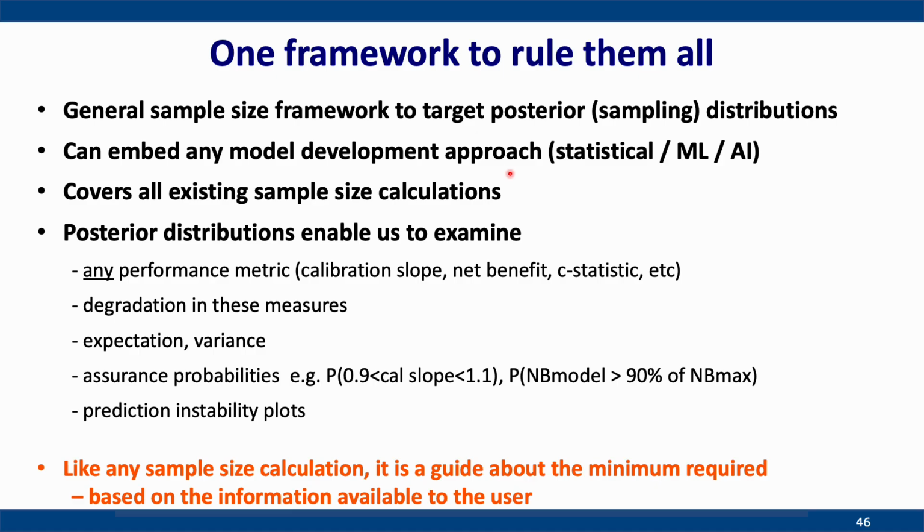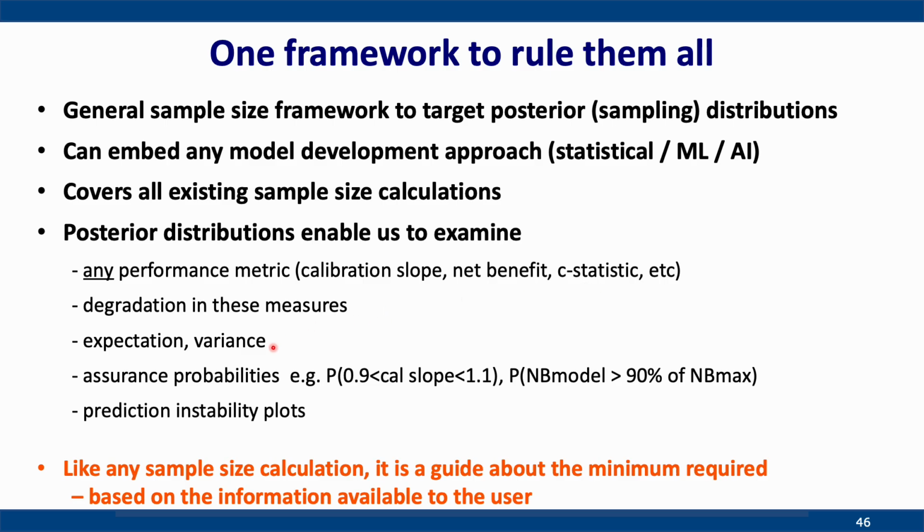So even though your reference model would, I think, be a regression, you can then use any model development approach, whether you label it AI, machine learning, or whatever, to examine the impact of using that model development approach compared to the reference model. I've shown you that the approach covers all existing sample size calculations. You can still get the expected calibration slope or the expected mean absolute prediction error, but now we can go beyond that, like I said, to look at any measure like net benefit or C-statistic, the degradation in those measures.